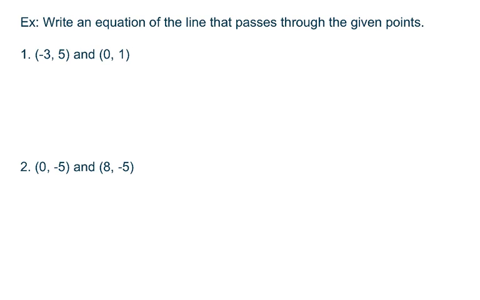All right, let's try a couple more examples. This time I'm not going to give you a picture, but really it's the same type of problem. Write an equation of the line that passes through the given points. We've got (-3, 5) and we've got (0, 1). Okay, start by finding the slope. We'll keep the slope in red. I'm going to go this way from left to right.